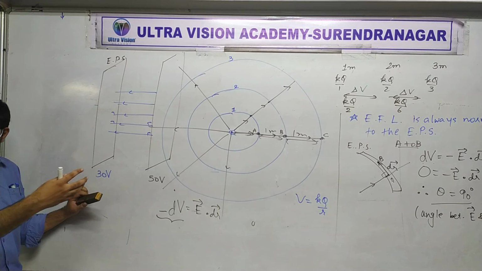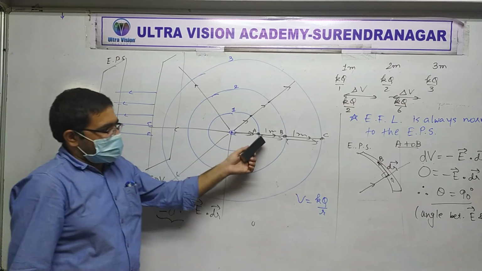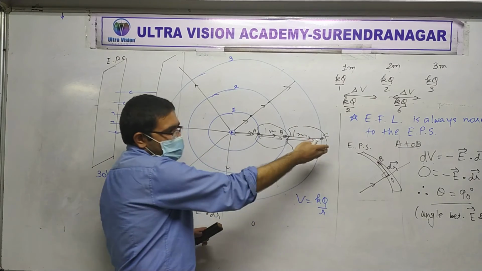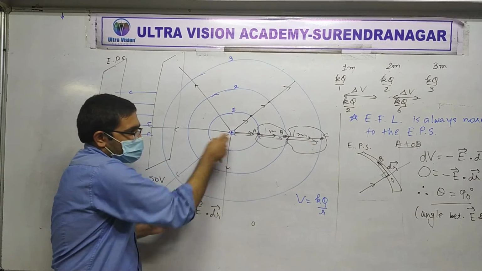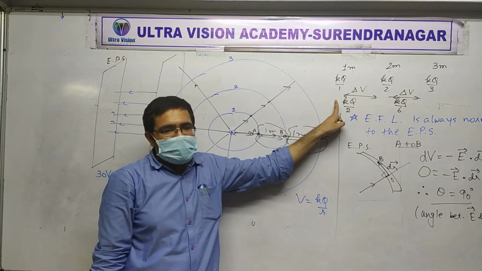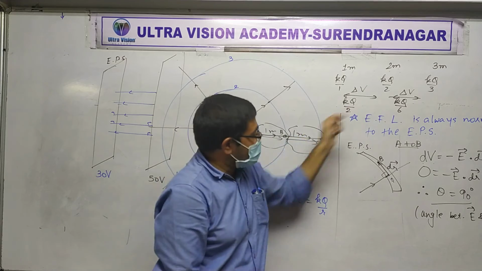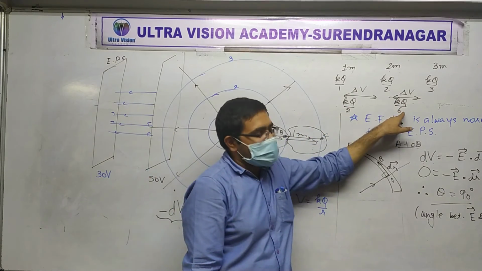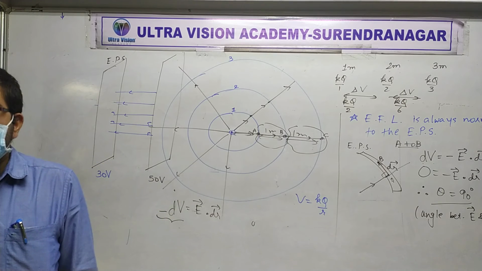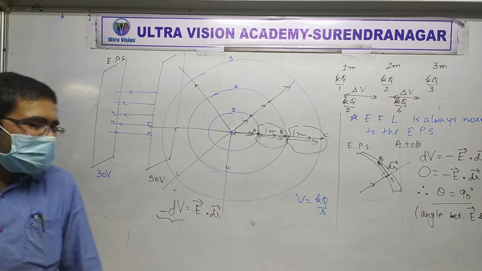Yes or no? Again, here in this region, electric field is stronger compared to the second region. So here, if you go 1 meter, potential decreases by k q by 2. But if you go 1 meter over there, potential only decreases by k q by 6. Did you understand? So write the same.